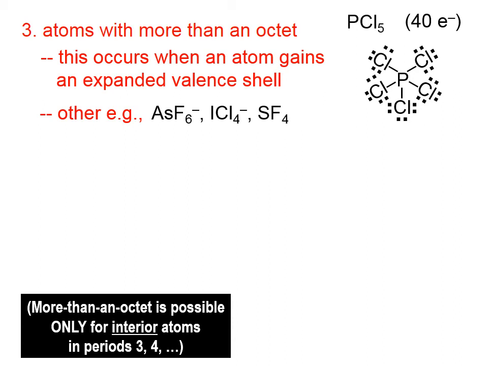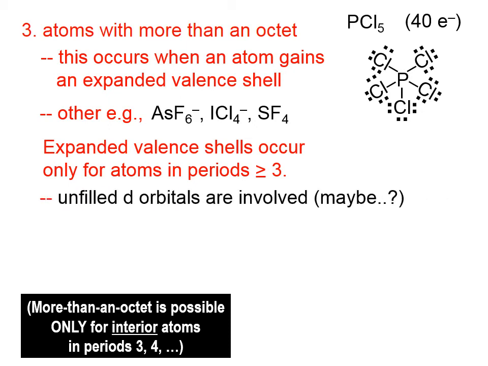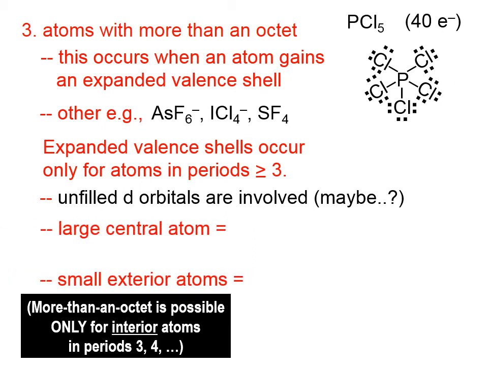Here are some other examples. We've got a couple of ions here. Feel free to write those down and draw out the Lewis structures and convince yourself that in each case the central atom has more than an octet. As we noted earlier, expanded valence shells occur only for atoms in periods 3 or higher. There's speculation that unfilled d orbitals might be involved. I think that's a bit up in the air as of 2016.